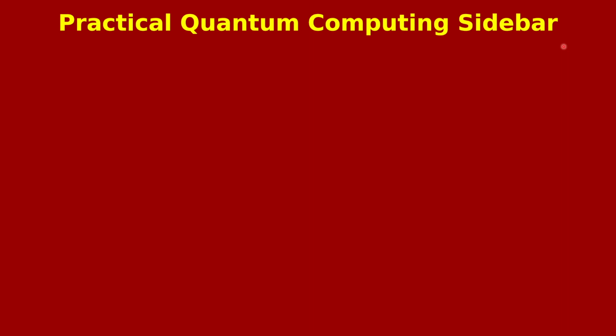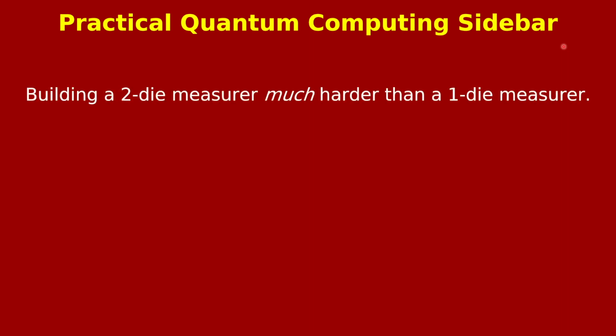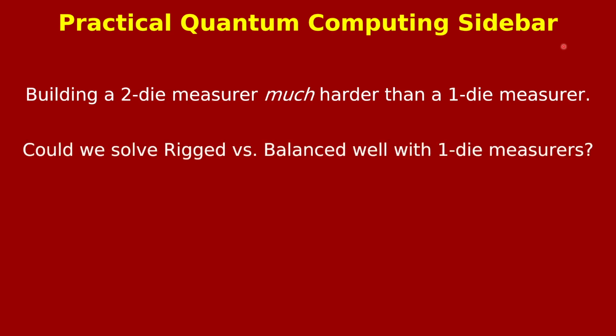So one thing I can tell you related to practical quantum computing is that it's much, much harder to build a 2 quantum die measuring device than it is to build a 1 quantum die measuring device. Just because these quantum measurement devices, when you actually build them, they have to make the dice or the particles interact. And if it's just 1 particle, it's not so bad, but to make 2 particles interact in a careful way is tricky. So you might ask yourself, well, okay, we saw we could solve the rigged versus balanced problem pretty well with 2 die measurements. What if you have only a 1 die measurement?